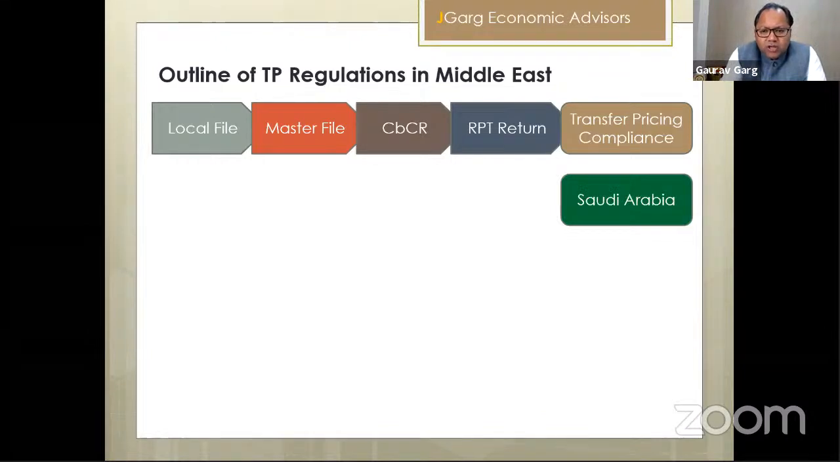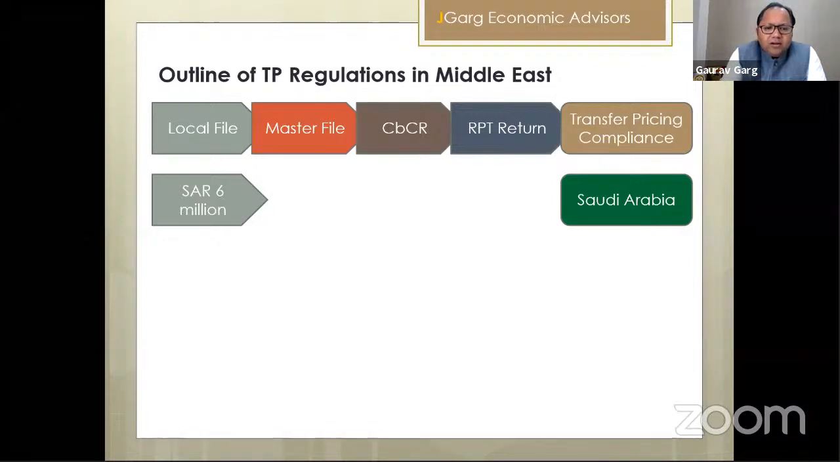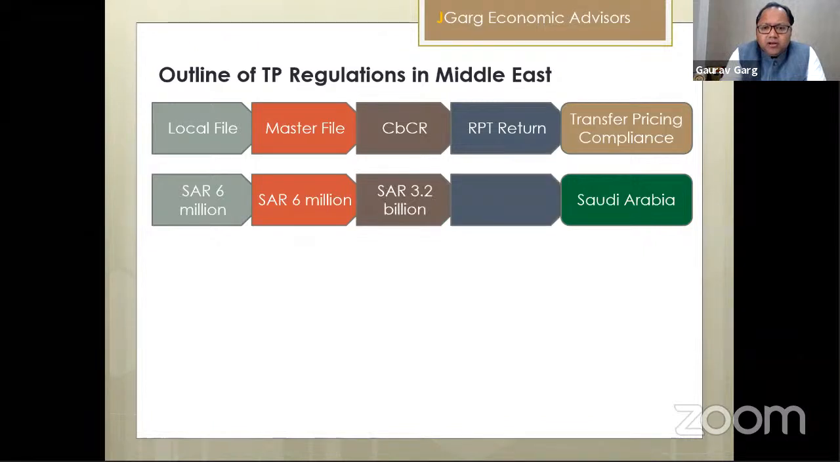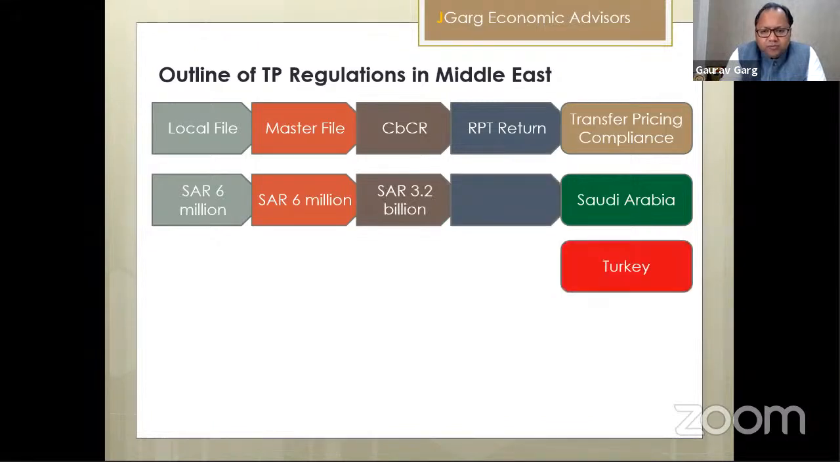When I talk about Saudi Arabia, we have local file and the threshold is SAR 6 million. So the law says you need to maintain a local file if you have transaction value of more than 6 million, but it is mandatory to compute the arm's length price for each transaction. There is a similar threshold for master file. For CBCR, it is 3.2 billion, and we do have RPT written form.